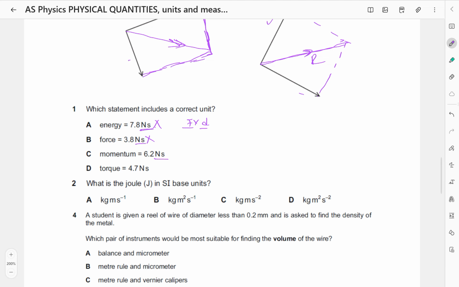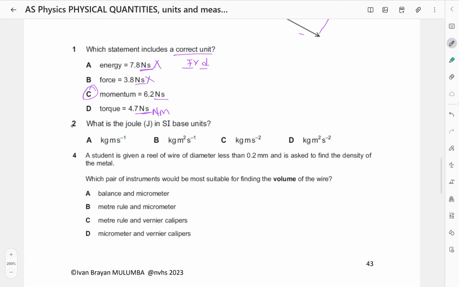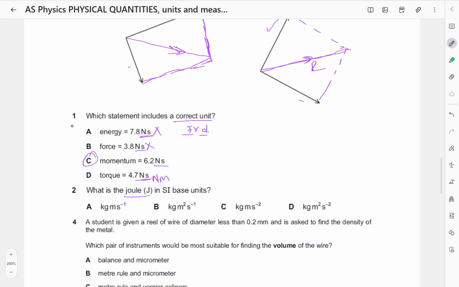Which statement includes a correct unit? So momentum, Newton seconds, I think that is correct. Torque is force times perpendicular distance. Torque would be Newton meters, not Newton seconds. What is the joule in SI base units? Joule is a unit of energy, and we know that energy is kilogram meter squared per second squared. A joule is a unit of work done, which is force times distance.